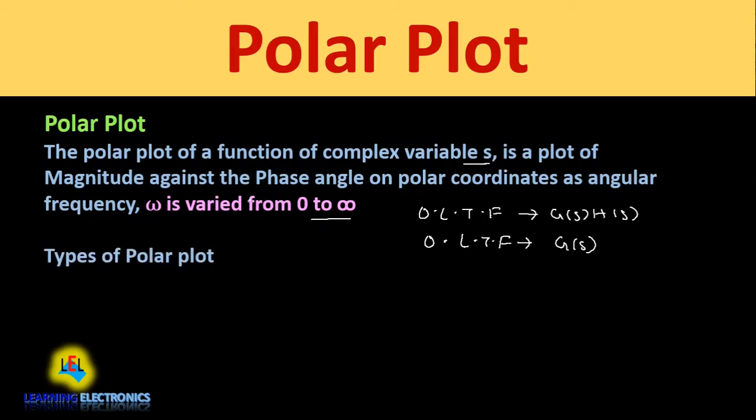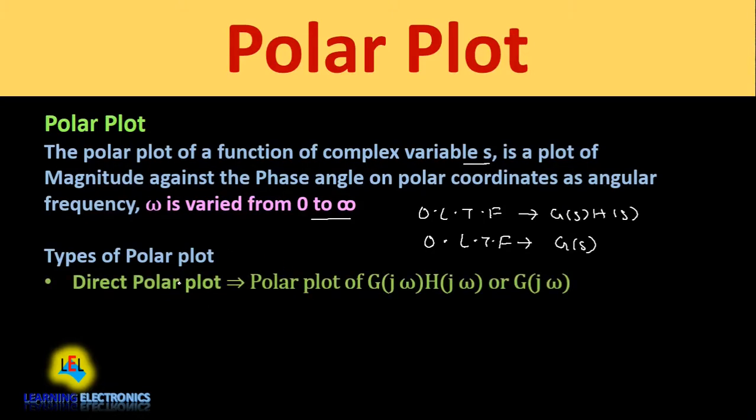Next is types of polar plot. We have two types of polar plot. First one is direct polar plot. So whenever we draw the polar plot of G of j omega into H of j omega, or only for G of j omega in case of the unity feedback control system, then that particular plot is direct polar plot.